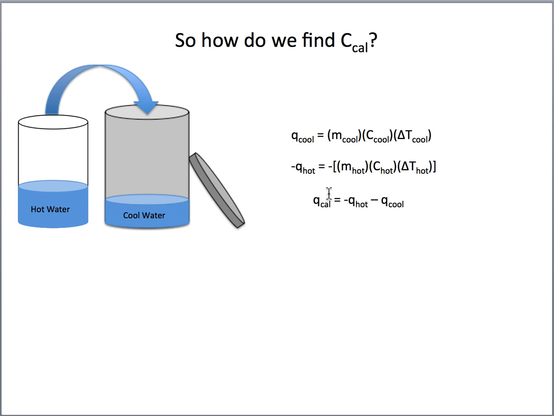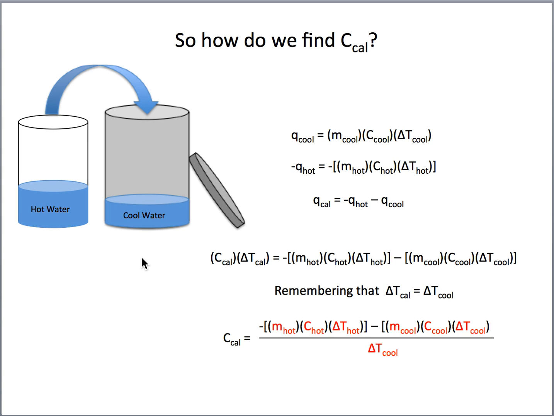So the Q of the calorimeter is equal to minus Q of the hot minus Q of the cool. And this is just a rearrangement of the equation we've been seeing. Right? Another way you could write this is minus Q of the hot water is equal to the heat gained by the cool water plus the heat gained by the calorimeter. This has just been rearranged. So we plug in our mC delta T for the different Q's, except for the Q of the calorimeter, which has no mass term. It has a calorimeter constant instead of a specific heat. And we rearrange to solve for our calorimeter constant.